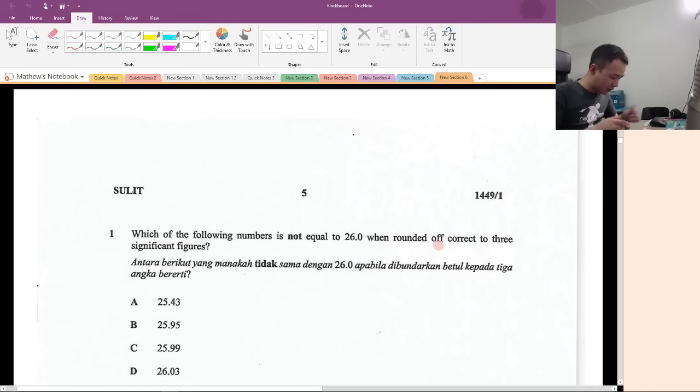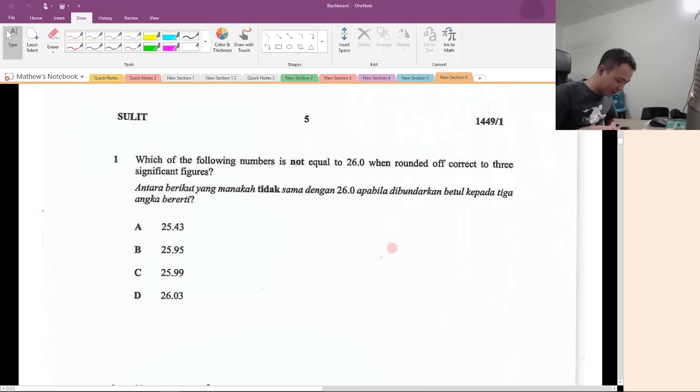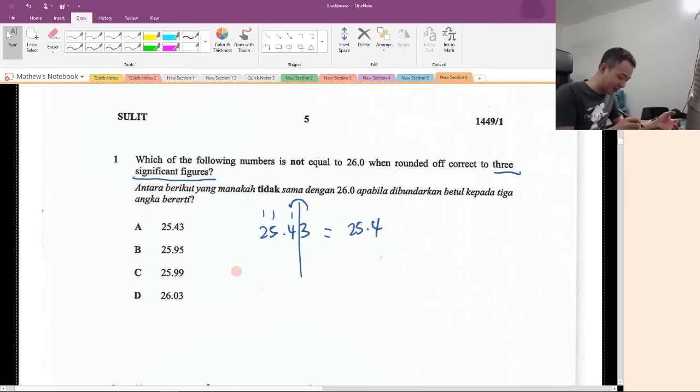Alright, so for the first question here, which is not equal to 26.0 when rounded off to 3 significant figures. So when you see 3 significant figures, you should know we start counting from the first number, isn't it? So like this one, 25.43, if I count 1, 2, 3, then I draw a line over here. This 3 shouldn't add 1 to the front number, right? So this one should give me 25.4. So this one obviously is my answer.